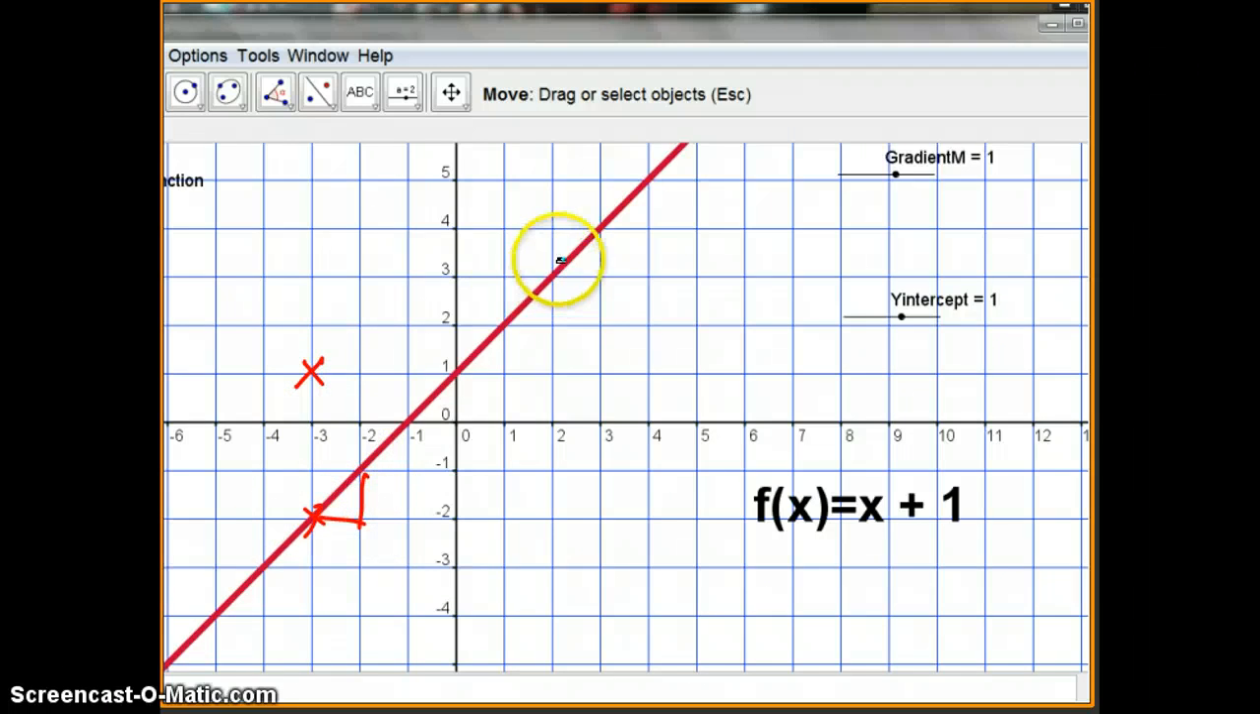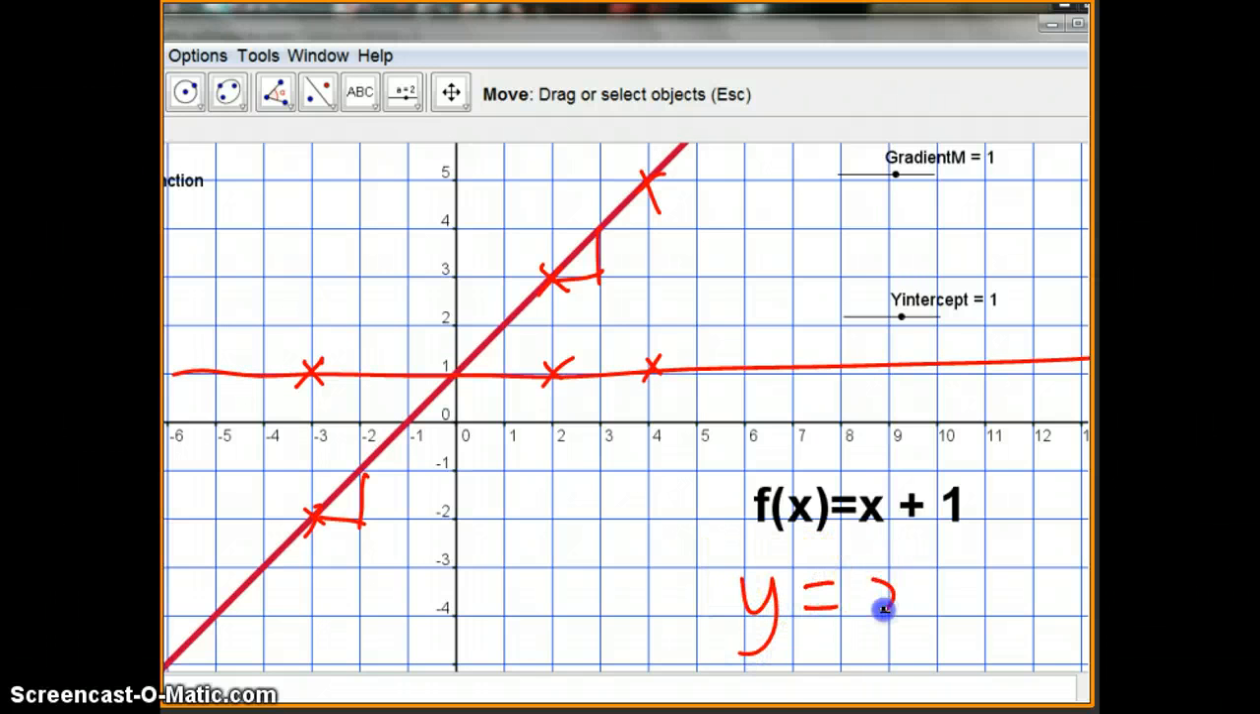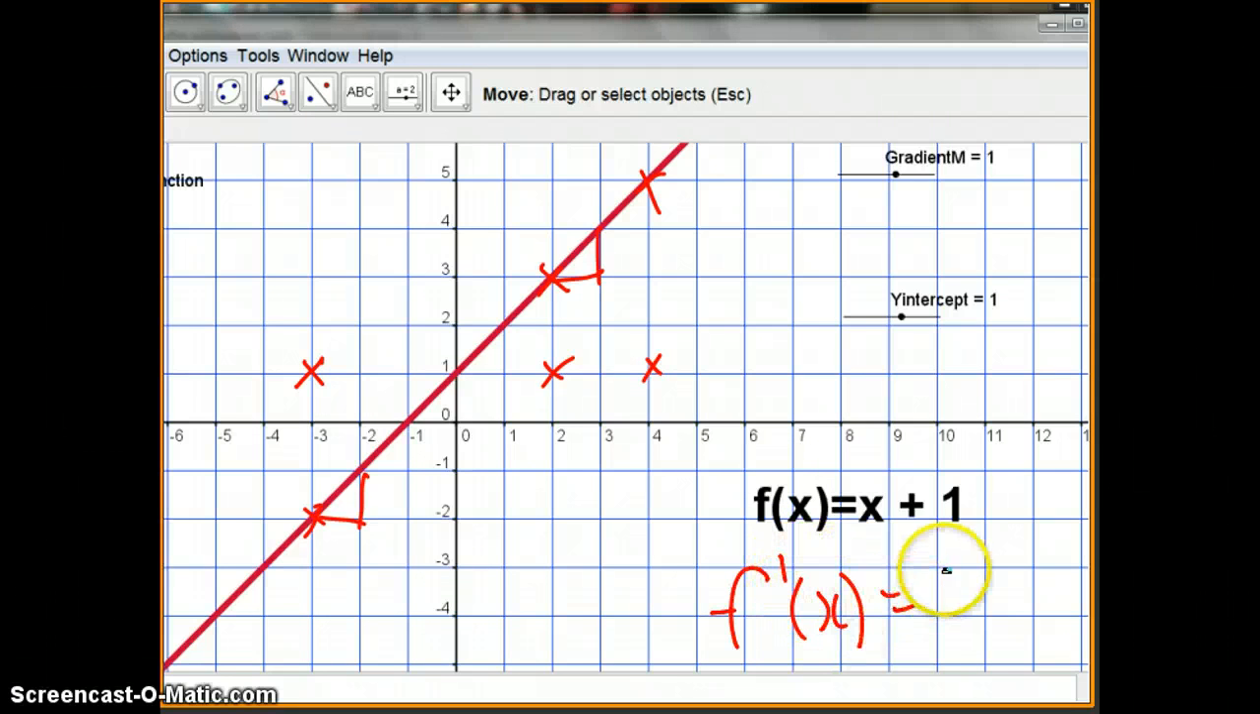Let's take this point here. What's the gradient at that point? It's also 1. What's the gradient at this point? Oh, it's also 1. So the gradient function is going to be y equals x. However, because we're deriving, it's the gradient function, we would actually call it f dash of x equals 1.